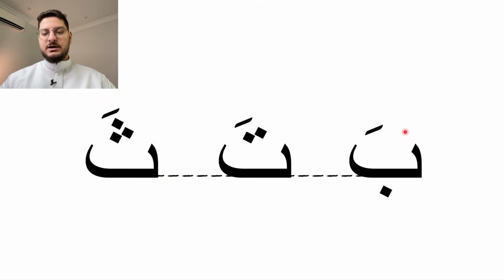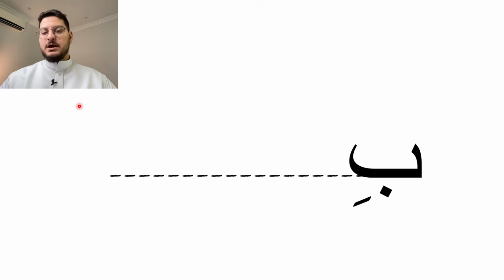So we have ba and ta and tha. These are three different letters. They have the same base shape, but they have different positioning and numbers of the dots. What do you think this one is? With the kasra this time, Bi, remember, dot below.